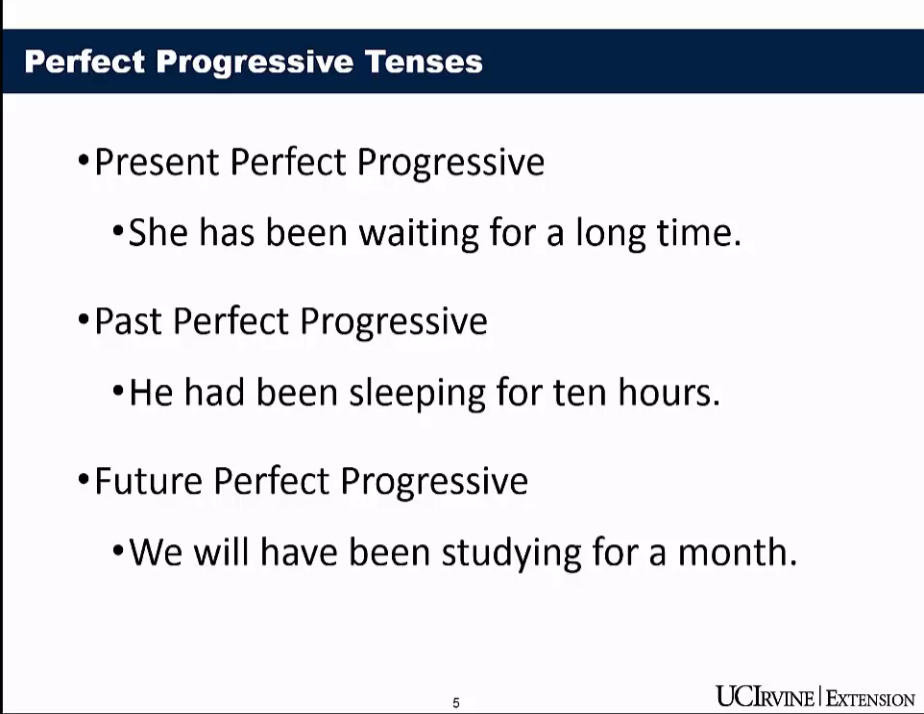Future perfect progressive emphasizes a continuous action in the future that lasts continuously. We will have been studying for a month. It has a similar meaning to the future perfect, we will have studied for a month. But because it's perfect and progressive, we're emphasizing the continuous action for some period of time.